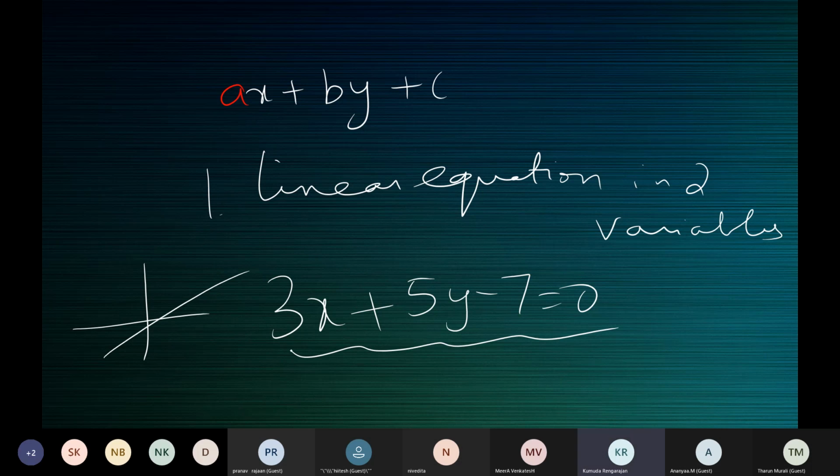We've also made graphs for the linear equations. So last year we dealt with only one linear equation in two variables x and y. Now we're going to deal with two linear equations, a pair of linear equations in two variables x and y.